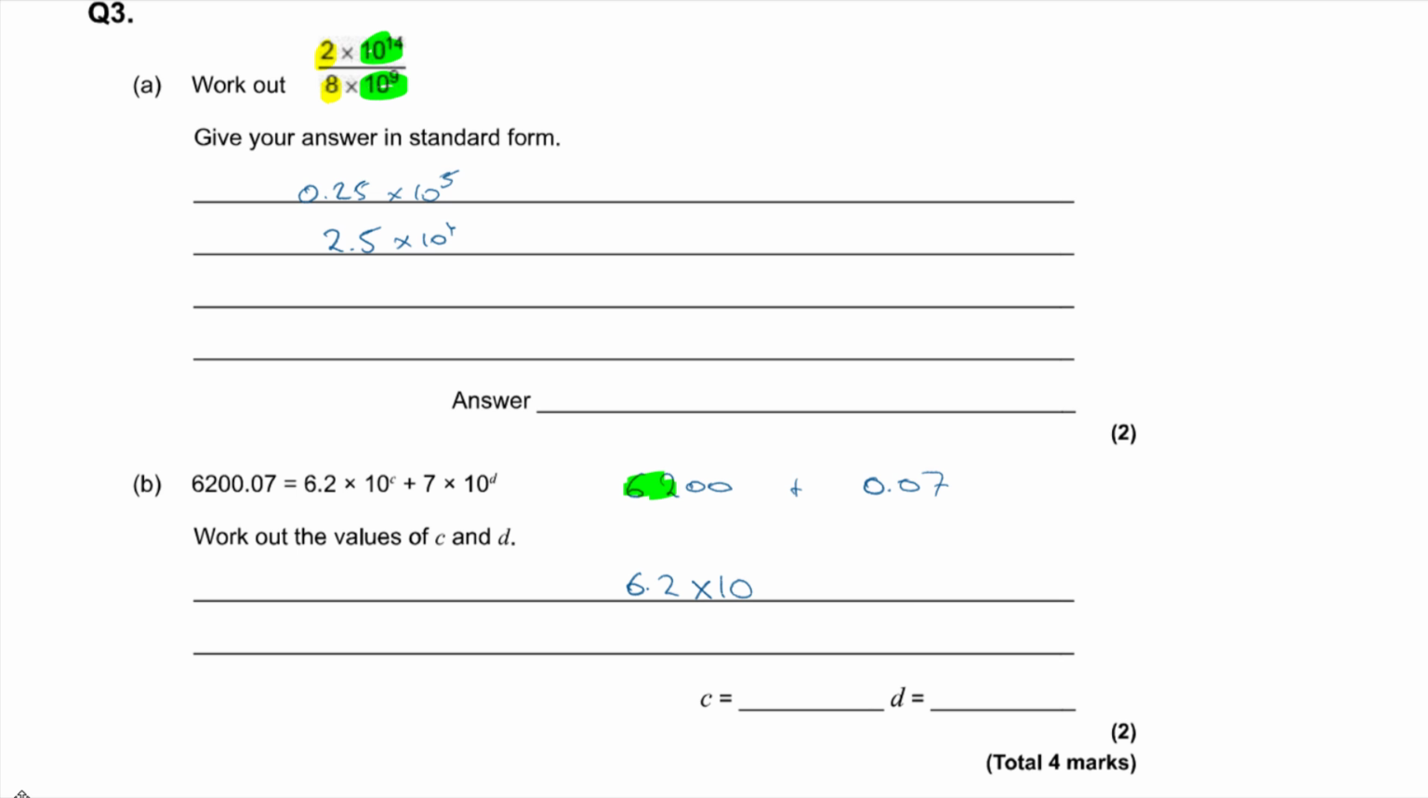Now if the decimal point started here and we want to move it there, we're going to move it 3 jumps, aren't we? So it's 10 to the 3. Another way of thinking about it is the thousands has got 3 zeros, it's 10 to the 3. 0.07, so remember earlier we were counting the number of zeros in front of the first digit, so I've got 2 there. So I think this is going to be 7 times 10 to the minus 2. And so C is the power of my 10 on the 6.2, so that's 3, and D must be my power of 10 on the other one, it's minus 2.